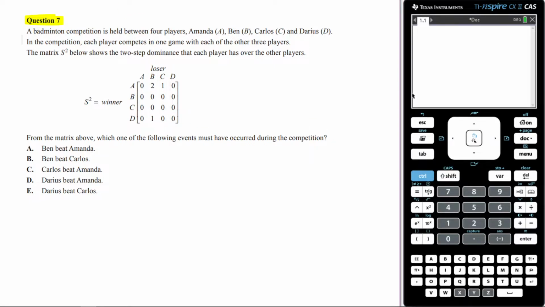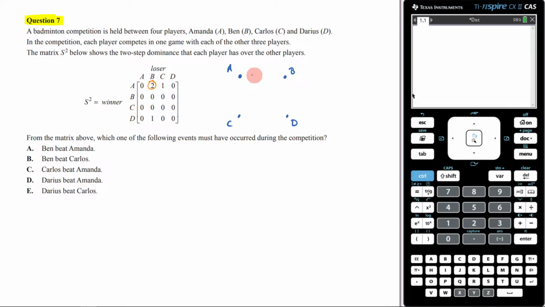Now, looking at this, the best thing that you can do here is actually draw for yourself a little graph. So you're going to say, here's A, here's B, here's C, and here's D. You're then going to take your 2-step dominance here and try to read it off. So here, what does this tell me? This is telling me that A has two 2-step dominances over B, meaning A has beaten 2 people who have then gone on to beat B.